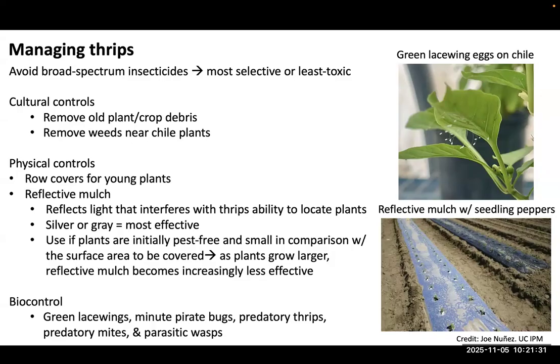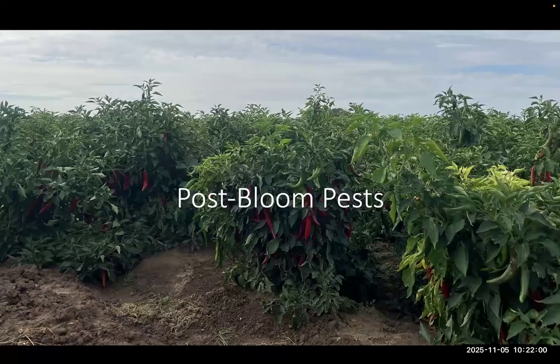So as plants grow larger and larger, it's less effective in preventing thrips from locating them. So biocontrol, there are things that like to eat them, like green lacewings, minute pirate bugs, predatory thrips, predatory mites, and parasitic wasps. So that's why it's avoiding those broad spectrum insecticides, because these guys really do help with keeping their pest population down. So moving along, some post-bloom pests.